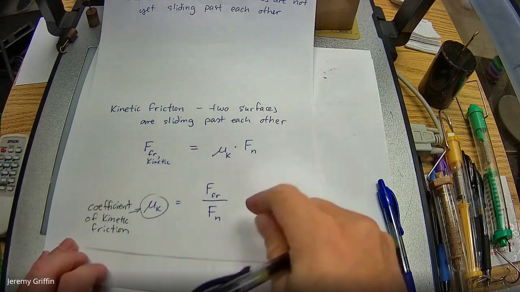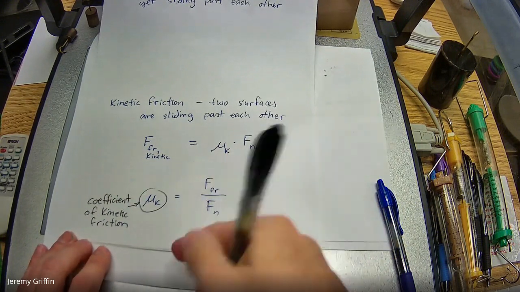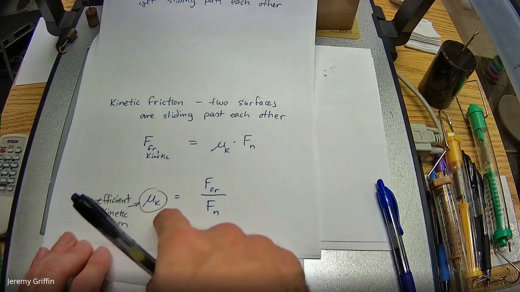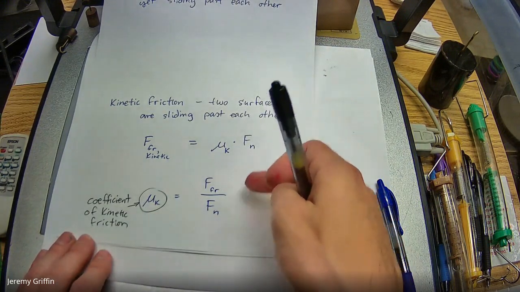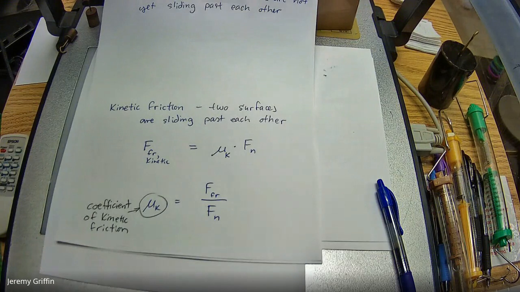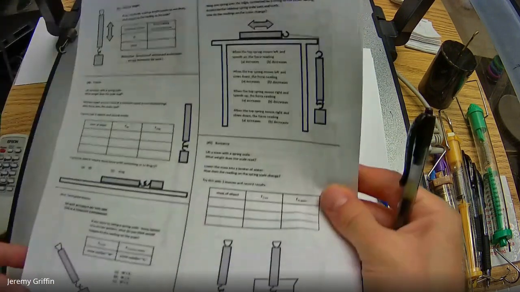Since they're sliding, mu in general is just the coefficient of friction. If they're sliding and you know that, then you can put a subscript k and say that. But it's the ratio of these two forces. Now, you guys are somewhat familiar with this already from the sandbox type lab.